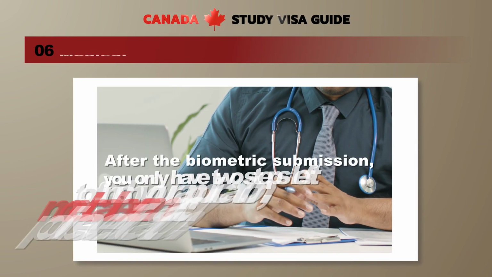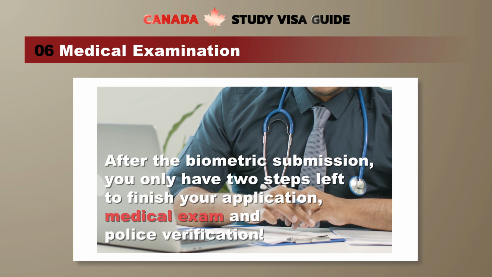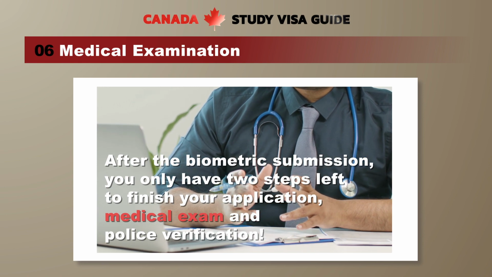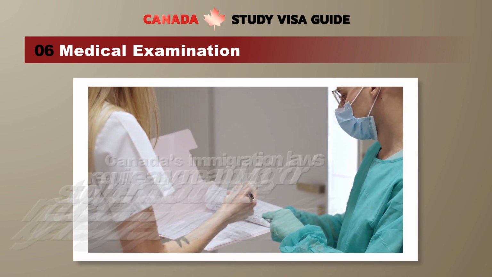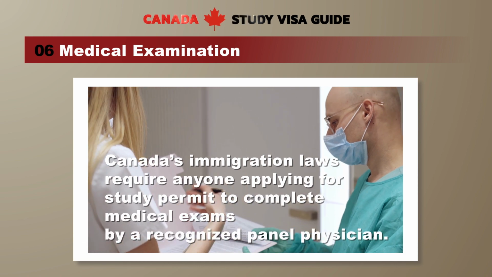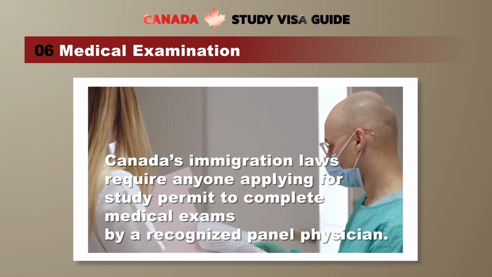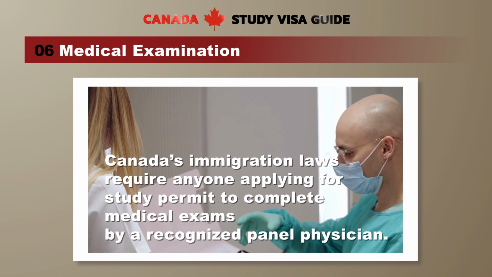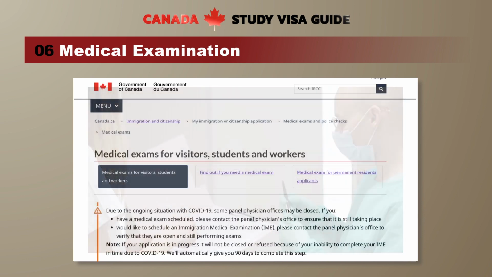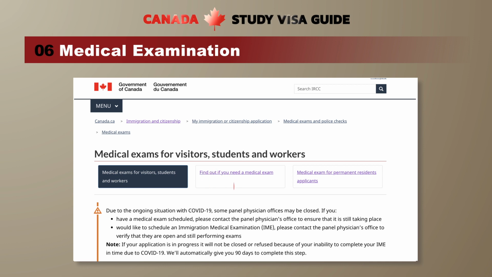After the biometric submission, you only have 2 steps left to finish your application: medical exam and police verification. Canada's immigration laws require anyone applying for a study permit to complete a medical exam by a recognized panel physician. Like biometrics, there are some exemptions to those required to undergo medical examination, either due to status or country of residence. Exemption eligibility can be ascertained by using the eligibility check on the IRCC website.